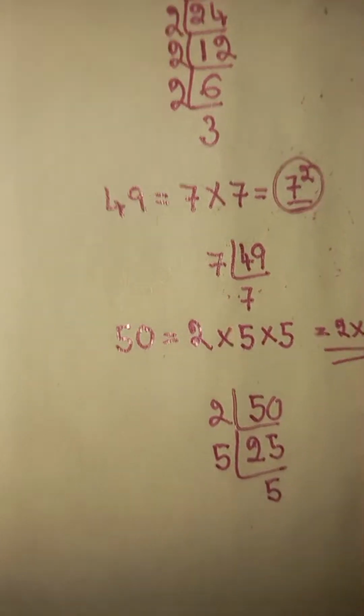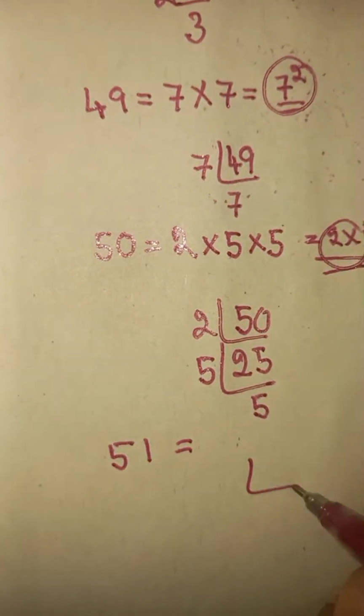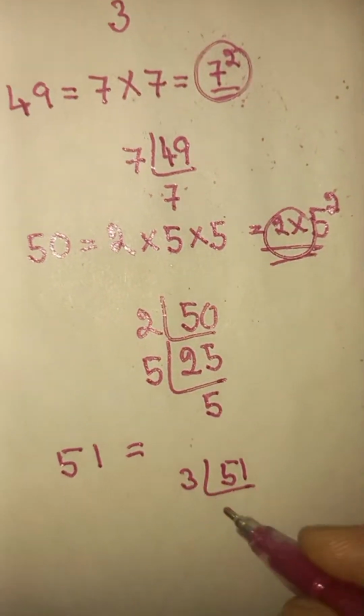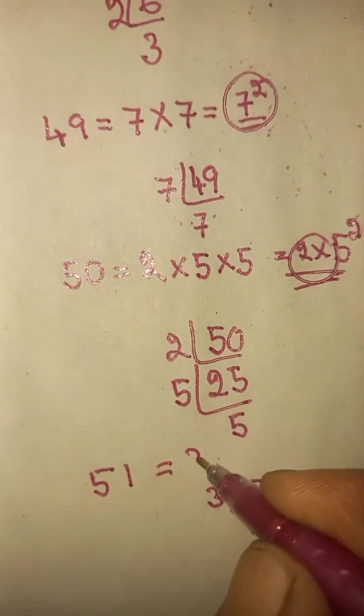At last, let's find out what is 51. 51 you can write it as 51 here. 3 times 1 and 3 times 7 is 21. It becomes 3 times 17, that is 51.